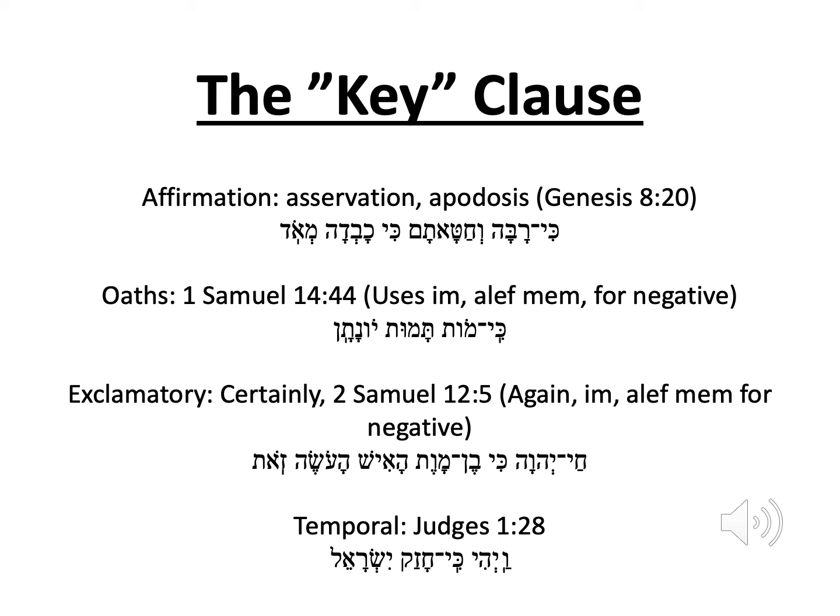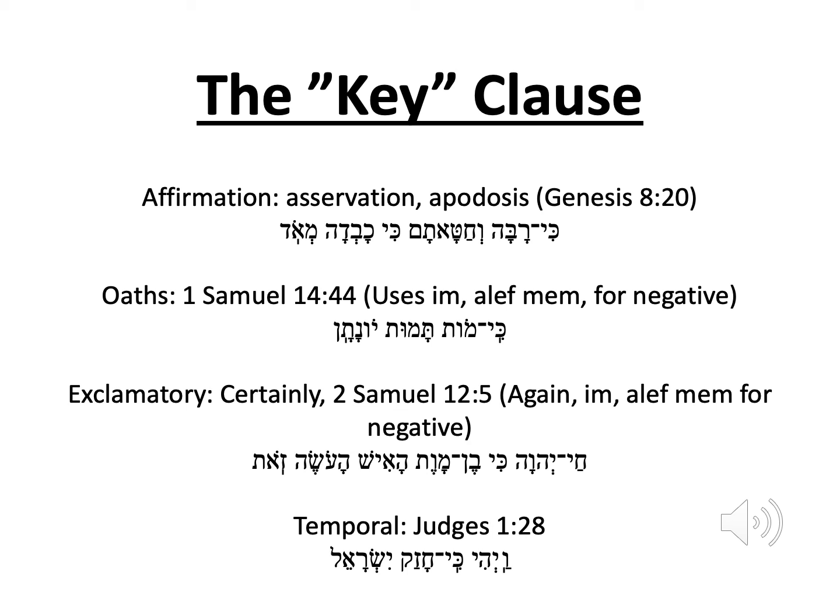The outcry has come because, or for, or really, the outcry is so very great because of the great sin of Sodom and Gomorrah. So the ki is not really indicating the reason because of the outcry, but really indicating the greatness of the sin. In other instances, we have the ki clause actually being used as an introduction to an oath.